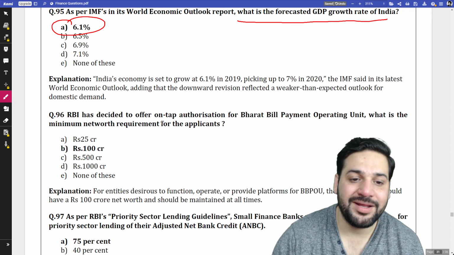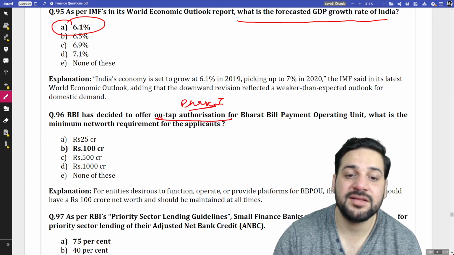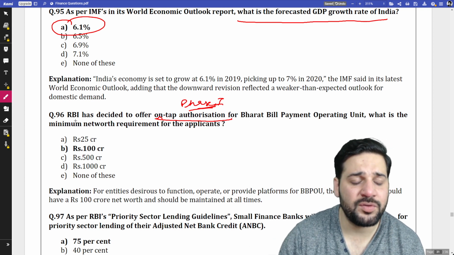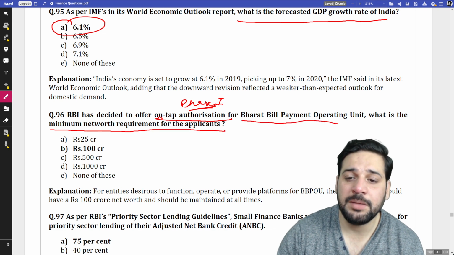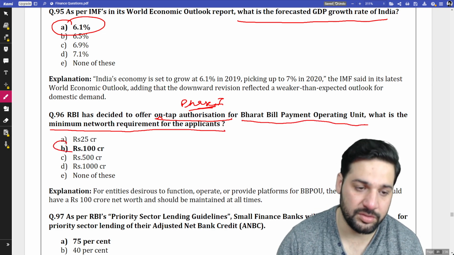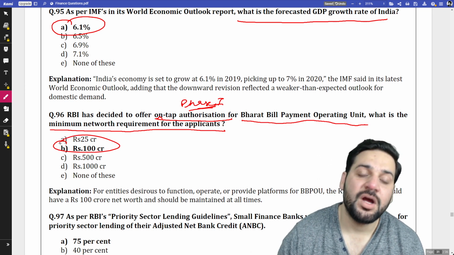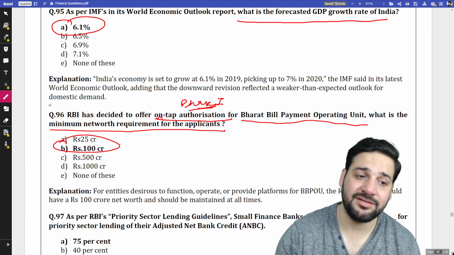So on tap authorization, it was there in the Phase 1 exam. It came in the paper. The minimum net worth requirement for the applicant for a Bharat Bill Payment Operating Unit is 100 crores. There were three kinds of units. You can actually get the complete list. I have done a complete analysis of all these circulars.